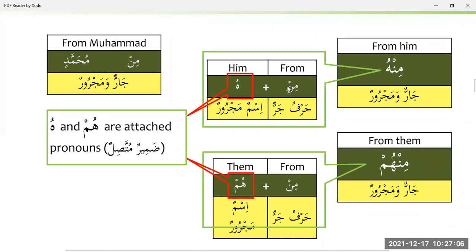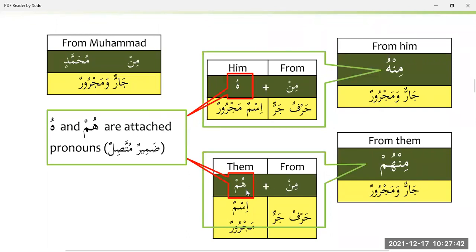Min is a preposition and we attach a pronoun hu. Minhu, from him. So hu here is ismun majroor and it will be majroor here. After using the preposition with the pronoun, it will be in this shape, minhu. And hu here is majroor because of the preposition. Jarun wa majroorun.